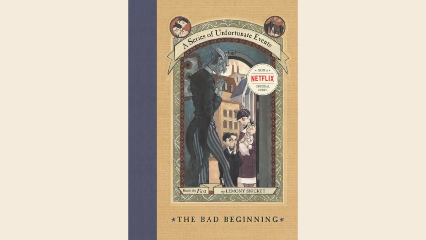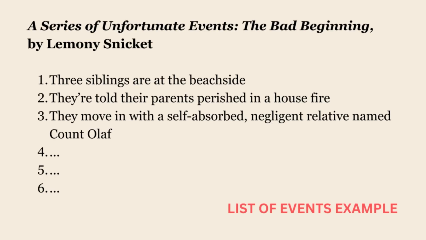Our second example is A Series of Unfortunate Events: The Bad Beginning by Lemony Snicket. The first event is that the three siblings go to the beachside. The second event, they learn that their parents have perished in a house fire. The third event, they move in with a self-absorbed, negligent relative named Count Olaf, and so forth.